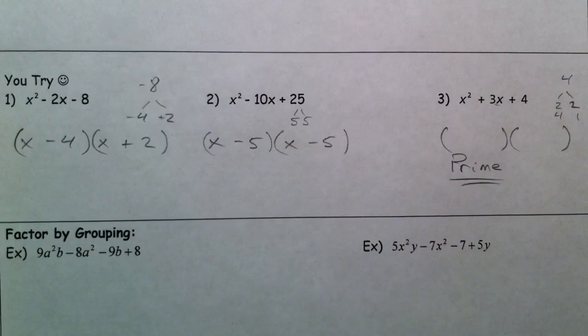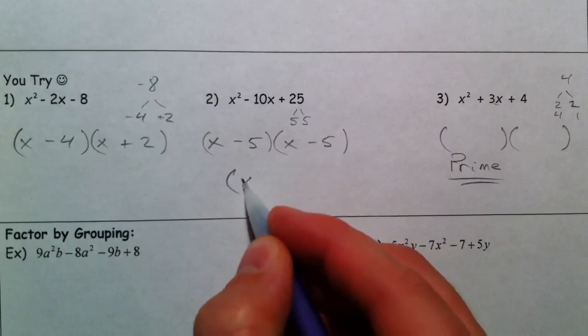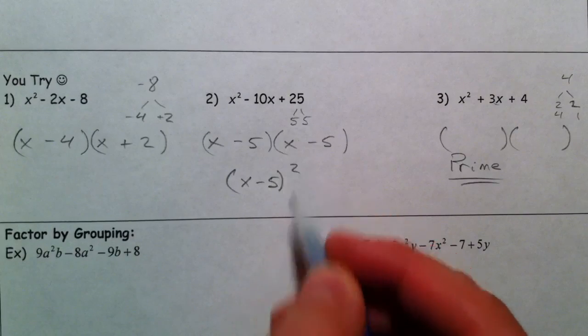And that is how to do it with a leading coefficient of 1. Hopefully you got your answers. Awesome. And again, you could write this one as x minus 5 squared if you wanted to.